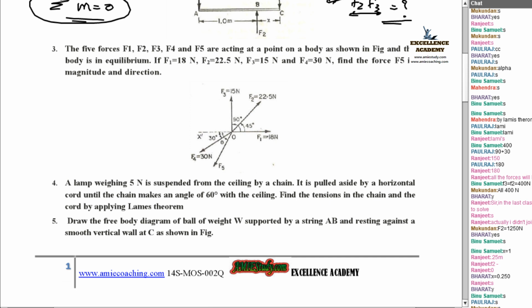Five forces F1, F2, F3, F4, F5 are acting at a point on a body as shown in the figure, and the body is in equilibrium. If F1 is 18 Newton, F2 is 22.5, F3 is 15, F4 is 30, find the force F5 in magnitude and in direction. That means F5 and the angle with respect to the horizontal we have to find out. Can you find out?